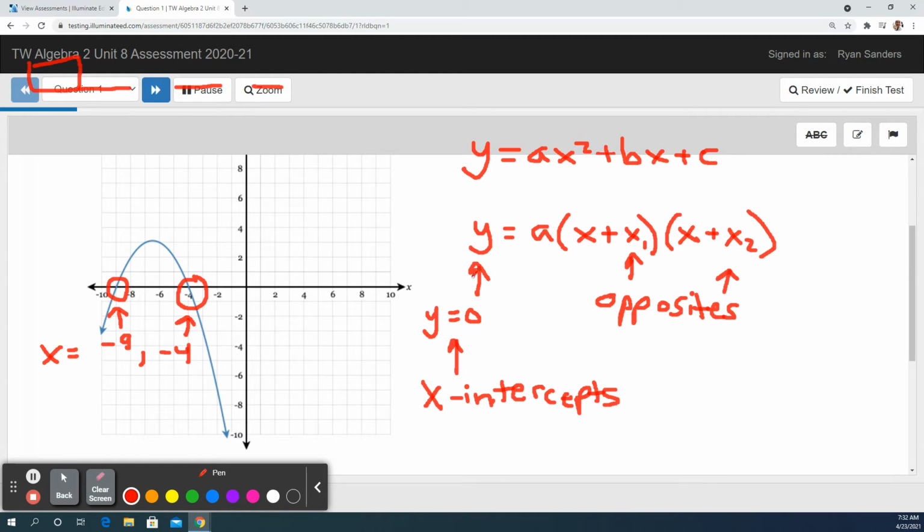So let's go ahead and see what all this means. So far, right now, I have y equals some constant in front that makes it more narrow or more wide or flips it upside down. That's what the a does. Then x, and then we're doing the opposite of whatever these numbers are. The opposite of -4 is +4. The opposite of -9 is +9.